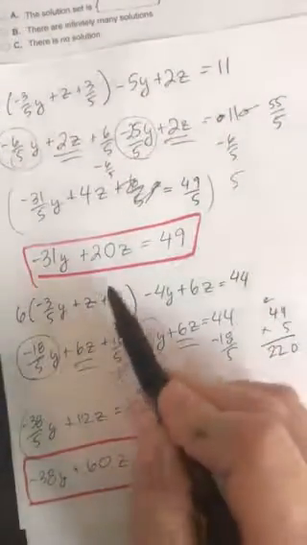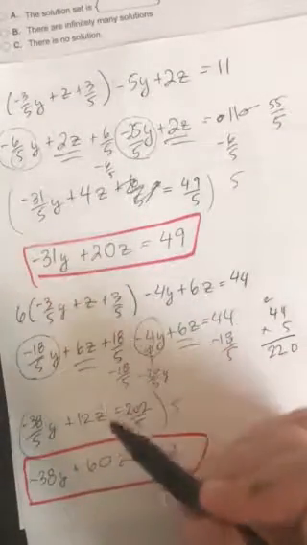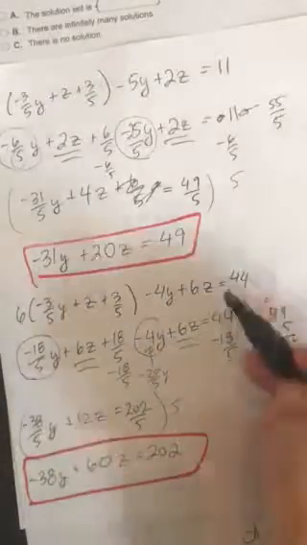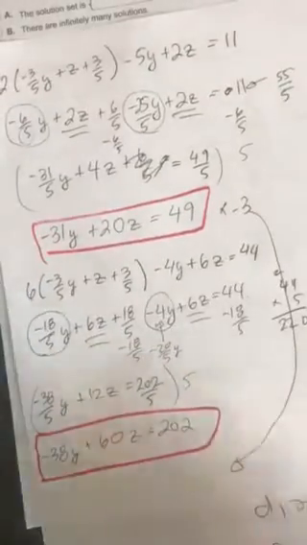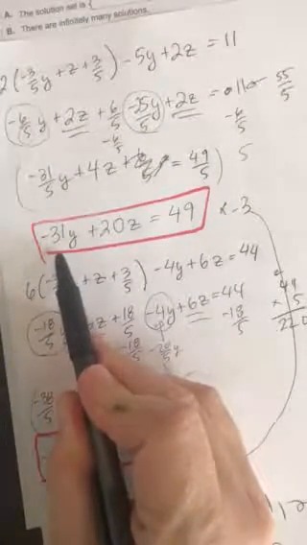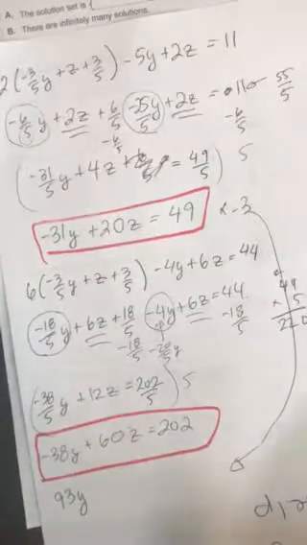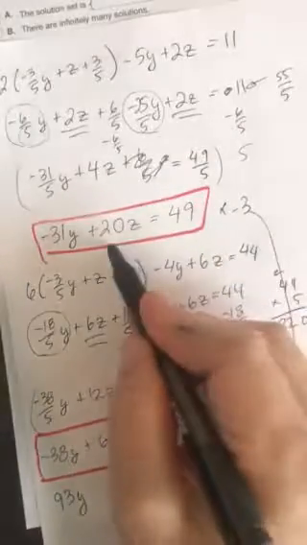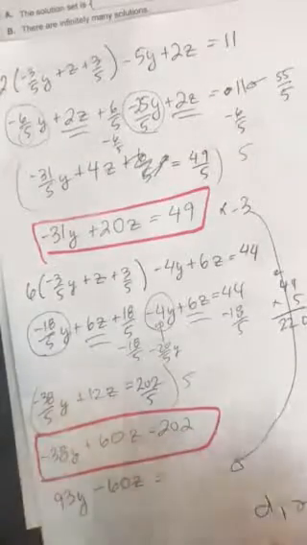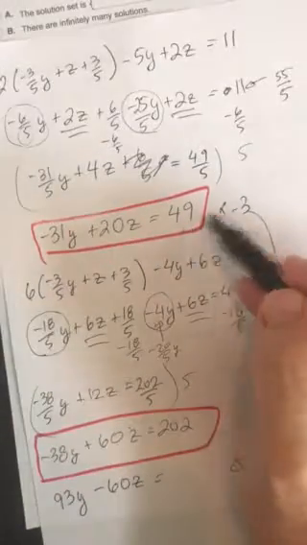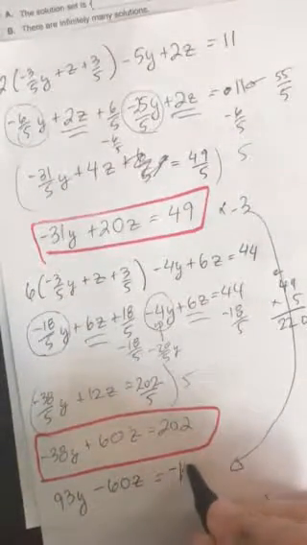Okay, so I'm going to take this equation and multiply it. I notice a 60 and a 20, so if I multiply this one by negative 3, I'm golden, because then I've got negative 60, and when I add them, the z's will cancel. So negative 3 times negative 31 is going to give me a positive 93y. Negative 3 times positive 20 is going to give me a negative 60z, which is what I want, because I want these to be opposite, so when I add them, they cancel out. And negative 3 times 49 is going to give me negative 147.